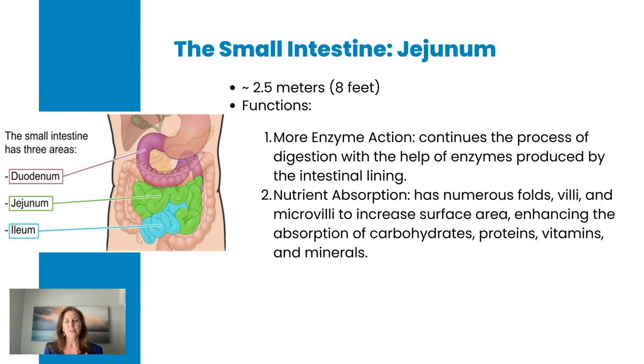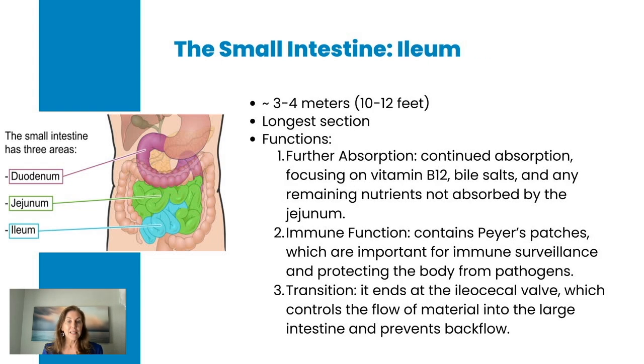The jejunum is about 8 feet long. This is where we have a lot of enzymatic action, more and more to break it down even more. And this is where the most absorption takes place. The ileum is about 10 to 12 feet long. This is the longest section of the small intestine. And here we have absorption of B12, of bile salts, of anything remaining that didn't get absorbed in the jejunum. And this is where a lot of the immune function takes place.